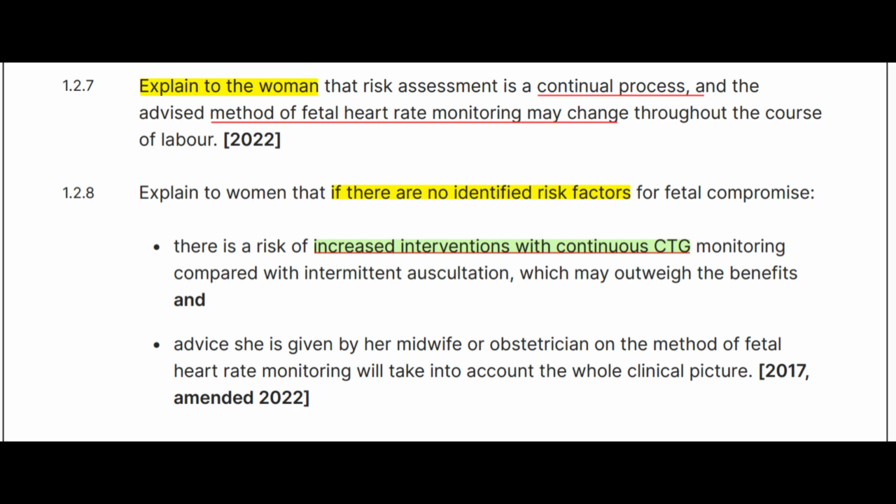Explain to women that if there are no identified risk factors for fetal compromise, there is a risk of increased interventions with continuous CTG monitoring compared with intermittent auscultation, which may outweigh the benefits, and advice she is given by her midwife or obstetrician on the method of fetal heart rate monitoring will take into account the whole clinical picture.